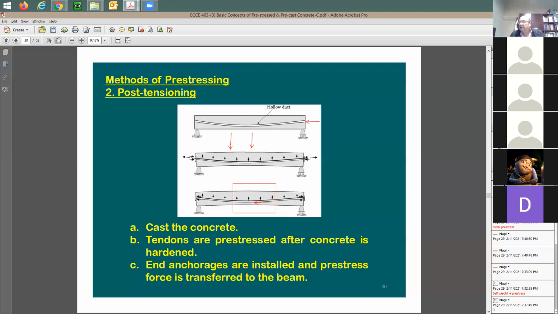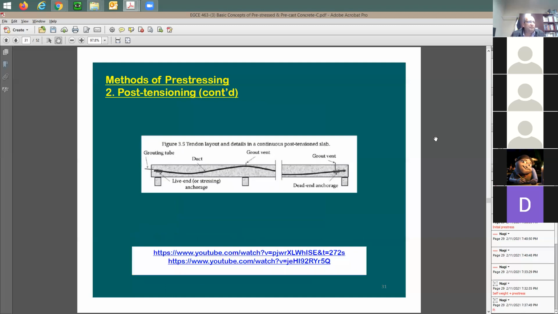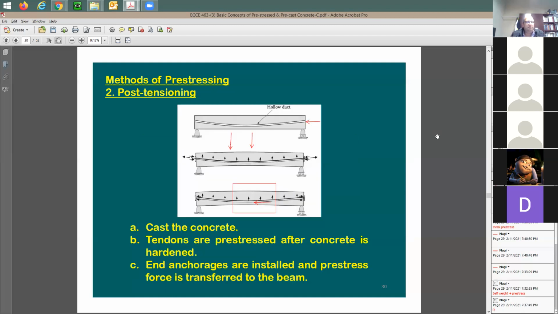Okay. Any questions so far on the difference between pre-tension and post-tension?